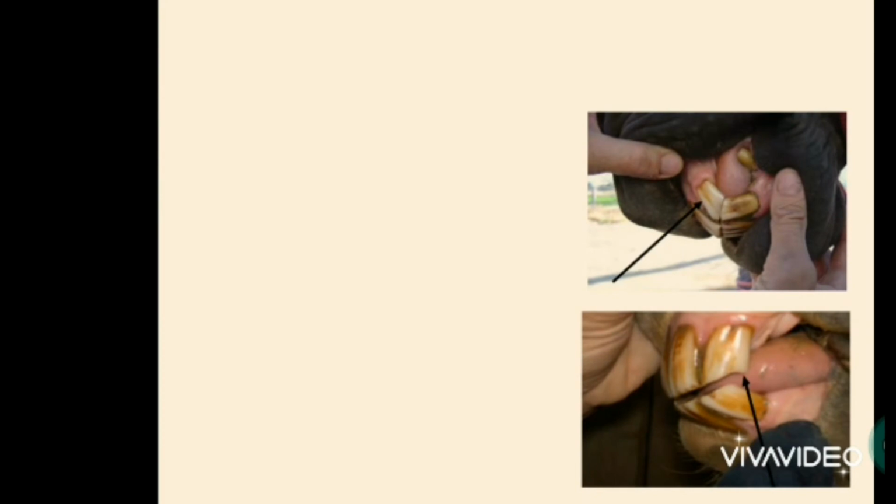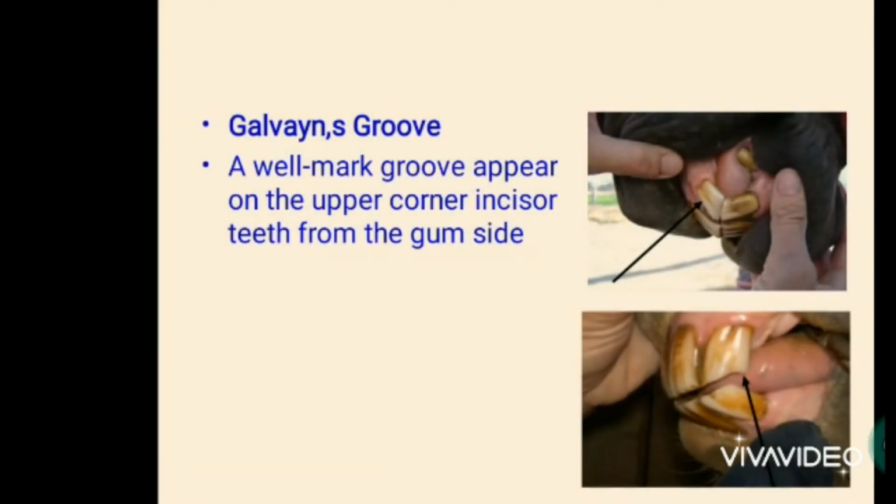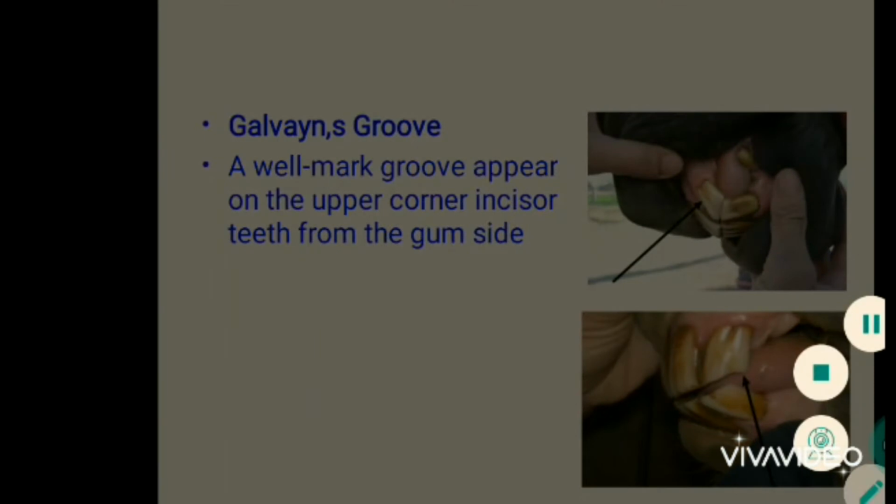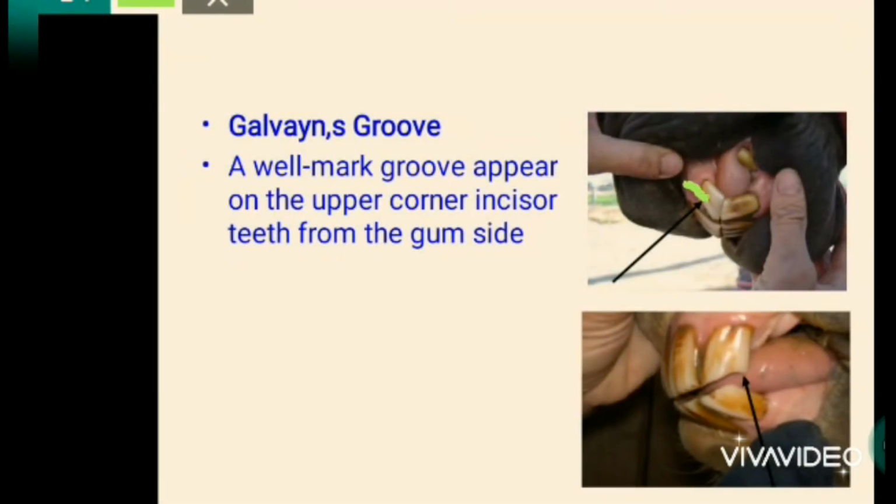Now in this picture we are also going to understand two important terminologies related to the structure of the tooth. The first one is the ganglion groove, which is a groove present on the upper corner incisor tooth from the gum side. If you can see, this groove arises from the gum side and goes toward the lower side of the tooth. This is called the ganglion groove.